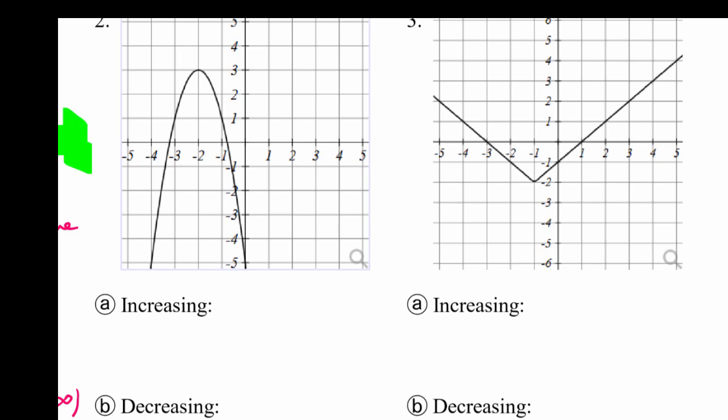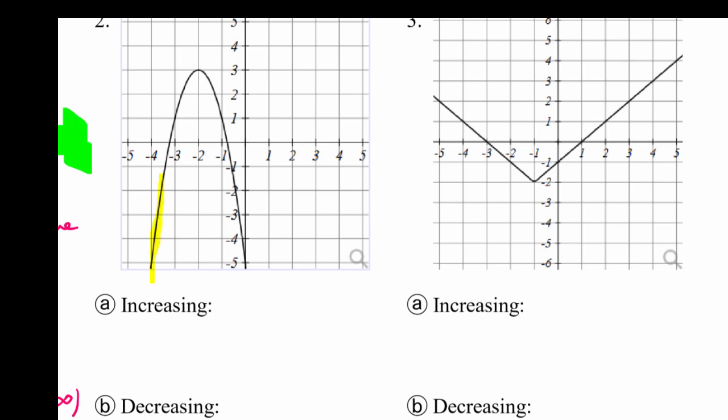So let's continue our work with looking at graphs and describing their behavior, in particular where they are increasing, decreasing, and also their domain and range by looking at example number 2, which showcases a parabola. Actually, it's a downward facing parabola. And so if we're talking about increasing intervals, we're looking at where this parabola is going uphill.